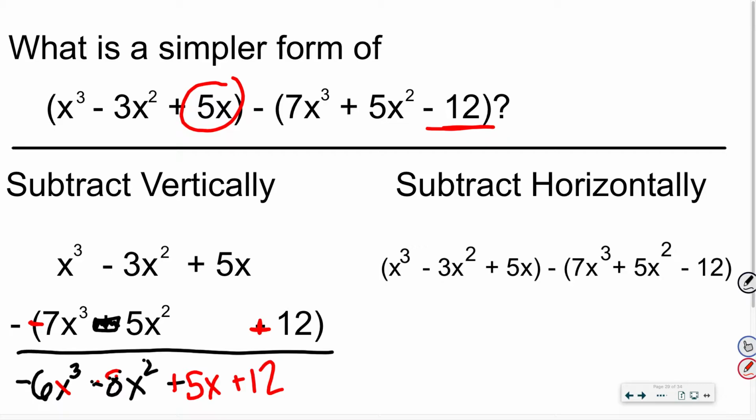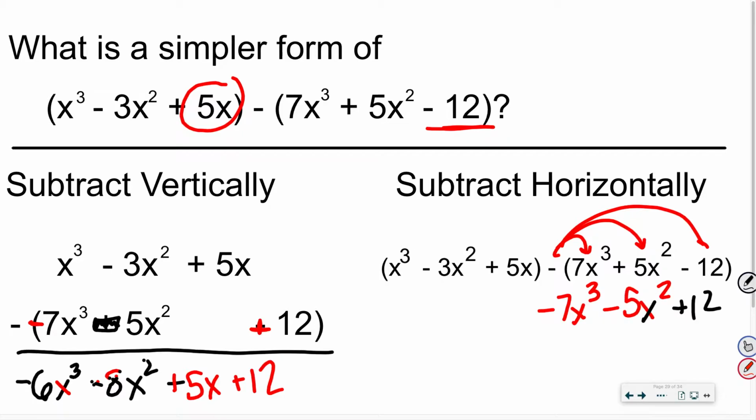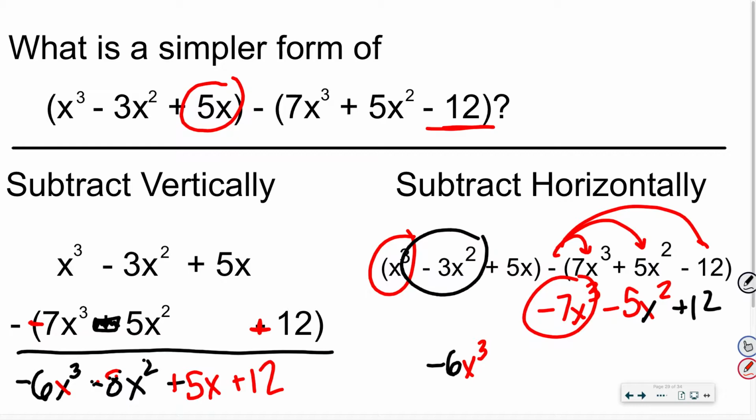If you saw it horizontally, most of you at this point do distribute that negative. Negative 7x cubed minus 5x squared plus 12. And most of you from there do combine. A lot of you see it this way. You say negative 6x cubed. Negative 3x squared minus 5x squared. There's nothing with the 5x. There's nothing with the 12. Horizontally, most of you have had more practice horizontally this year.